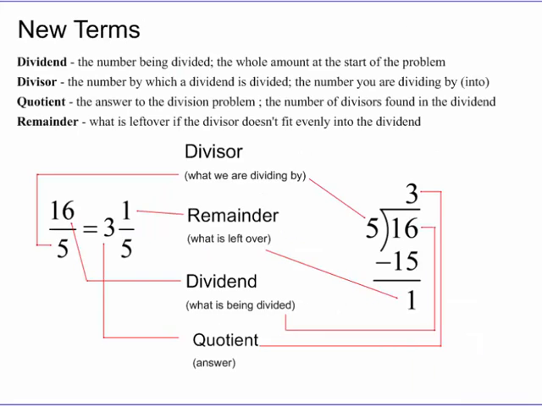Okay, so some new terms: dividend, divisor, quotient, and remainder. You may wish to pause the video here and take a second to read all that. The key things: the divisor is what we're dividing by. The remainder is what's left over after we've done all of our repetitive subtraction. Our dividend is what is being divided. And quotient, we've actually explored a little bit. That's always been our answer.